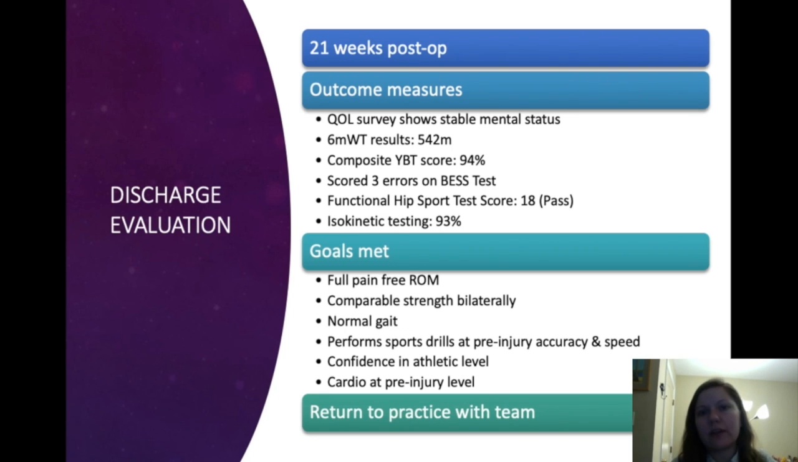So I feel like she's ready to return to practice with the team. She will continue agility and sports-specific drills with the team, and then next week she's going to go full practice. So I'm ready for her to do well. And of course, if she needs any maintenance, she can still come to me.